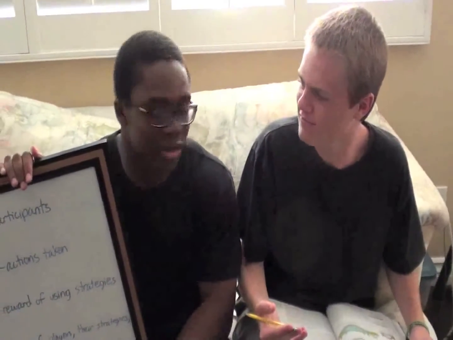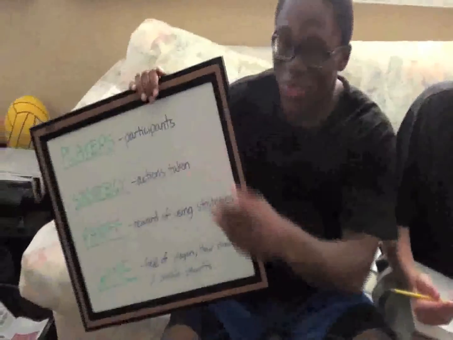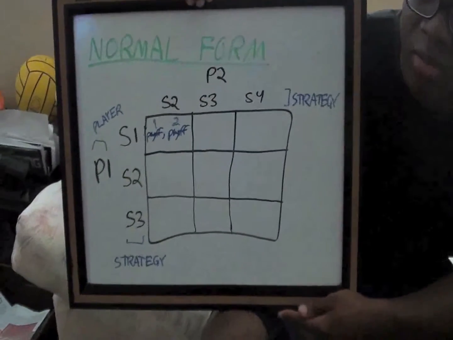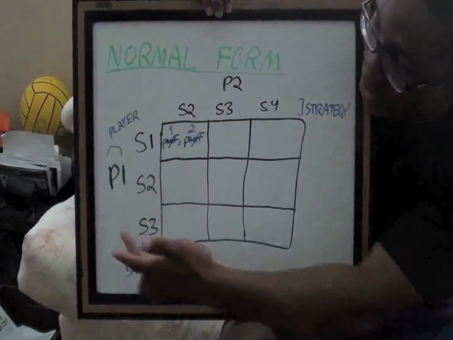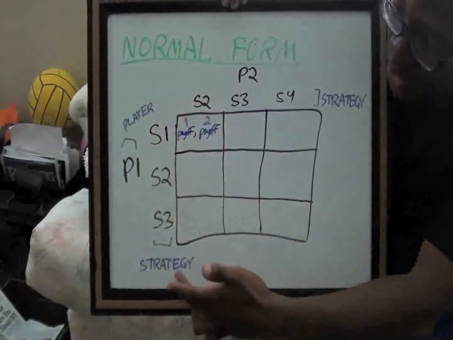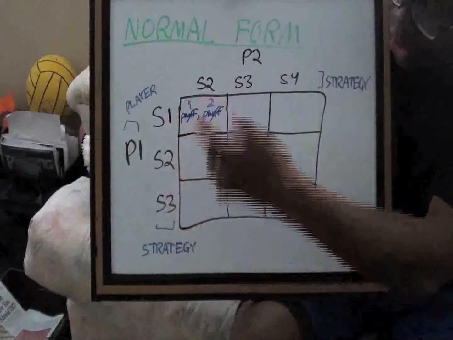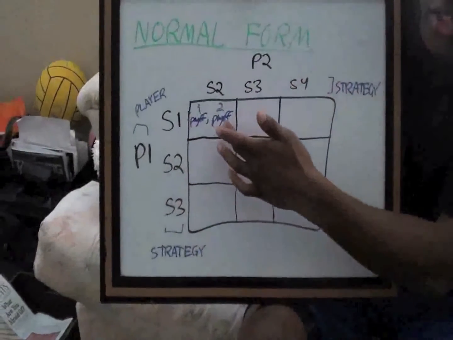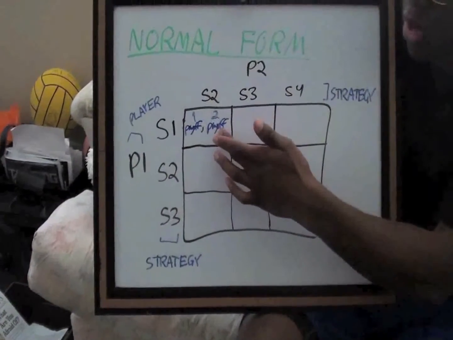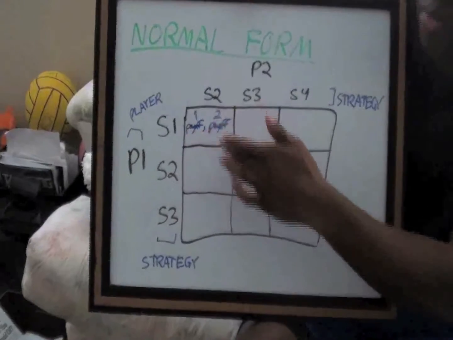So how are these games mathematically represented? I'll show you. A normal form game is represented by a table. Each axis has the player and their respective strategies. Player 1, player 2 use 3 strategies. Each intersection in the cell represents the respective payoffs for both player 1 and player 2.